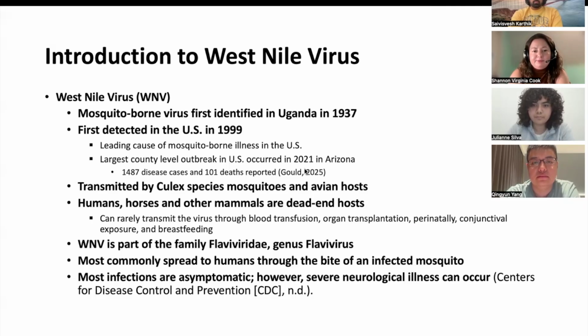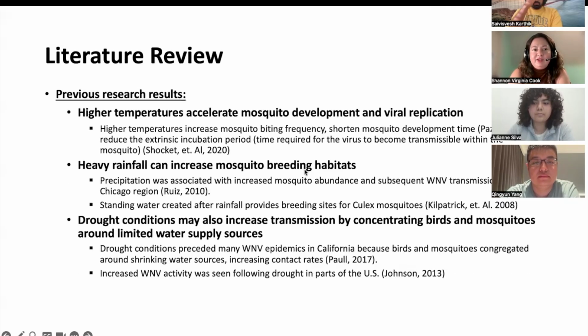United States. So, looking at the previous literature and research that's been done on this, there are 5 points that we want to mention that have been identified. So, the first point is that higher temperatures accelerate mosquito development and viral replication. Higher temperatures increase mosquito biting frequency, they shorten the mosquito development time, and reduce the extrinsic incubation period, which is the time that's required for the virus to become transmissible within the mosquito.